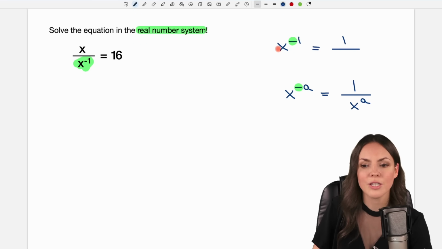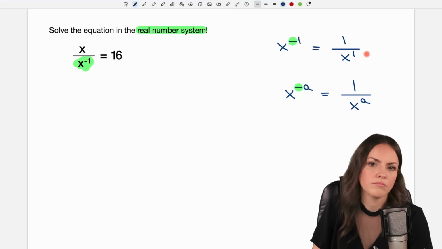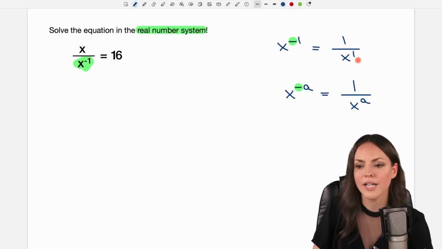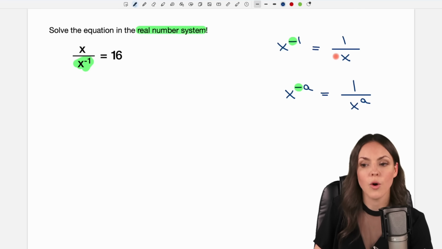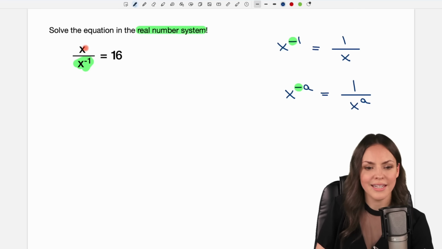So our expression here, x to the power of -1, we make positive, and we have to the power of 1. In this case, we don't have to write the 1 at all, so it is just 1 over x. So instead of the green denominator here, we're going to replace it by 1 over x. So we have on the left side x over 1 over x, and on the other side, we have the 16.